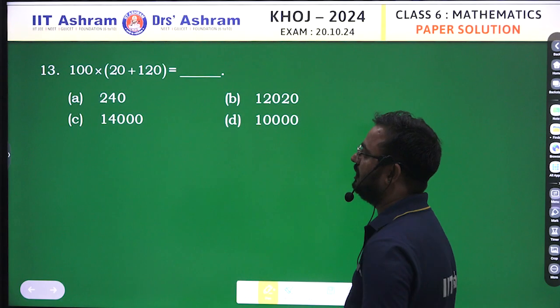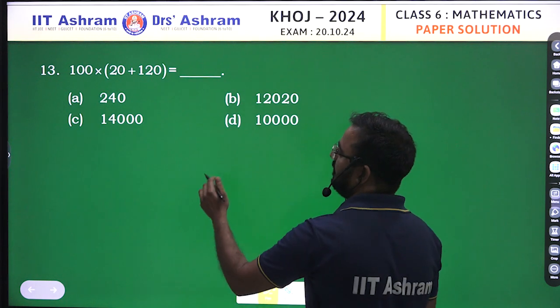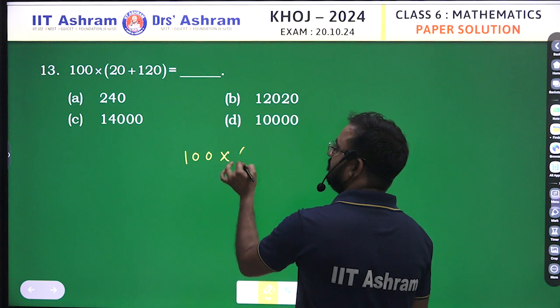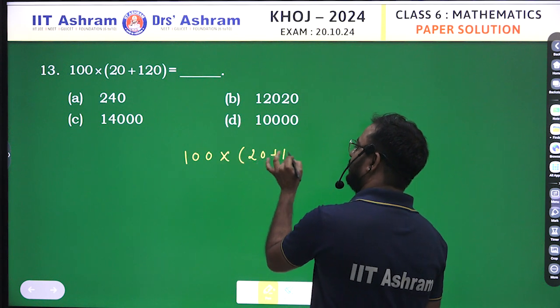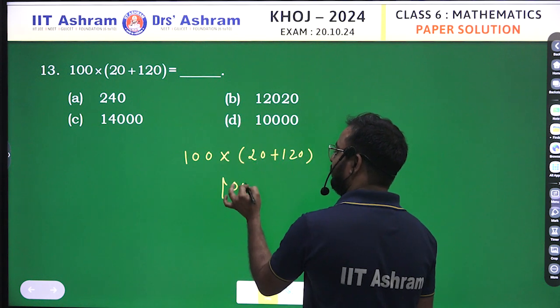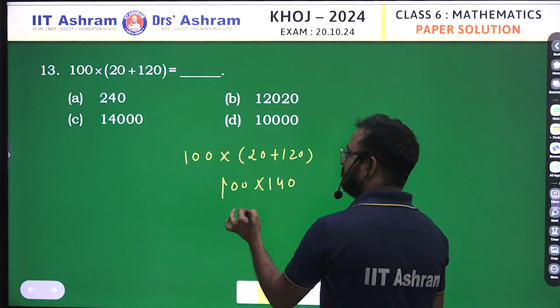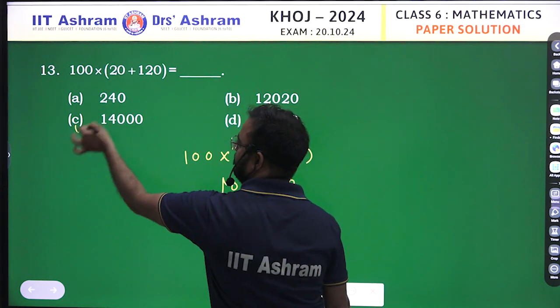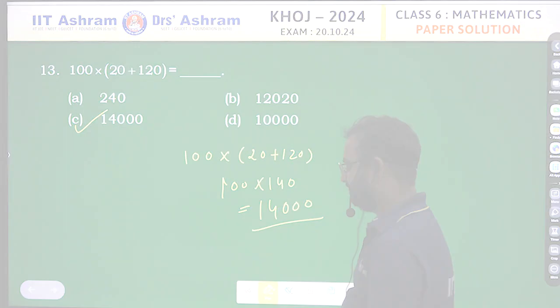Next, question number 13. 100 multiply by 20 plus 120. So 100 multiply by 140. So answer is 14,000. So option number C, 14,000 is the answer.